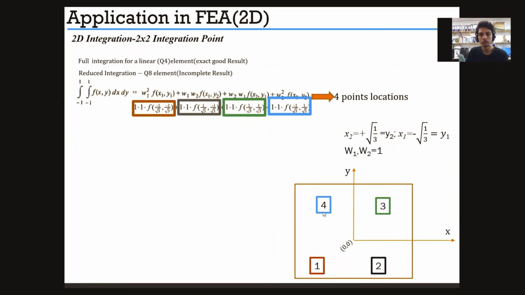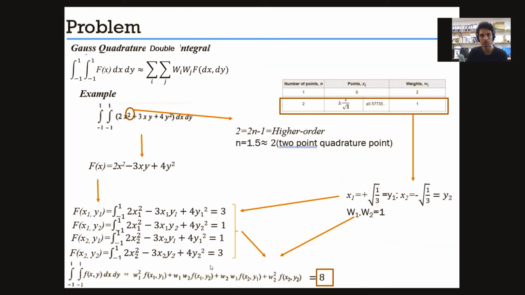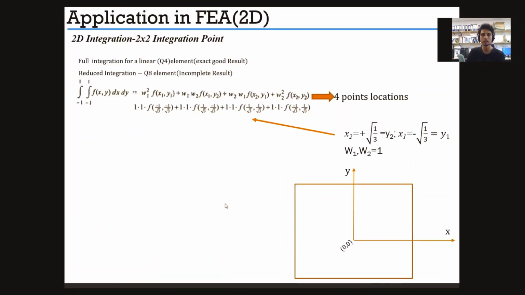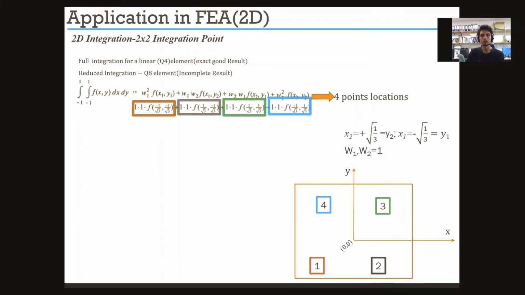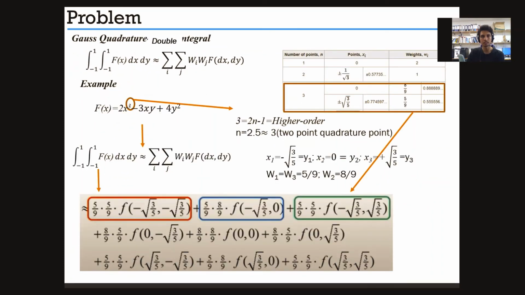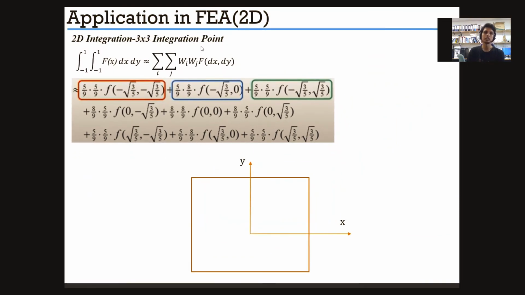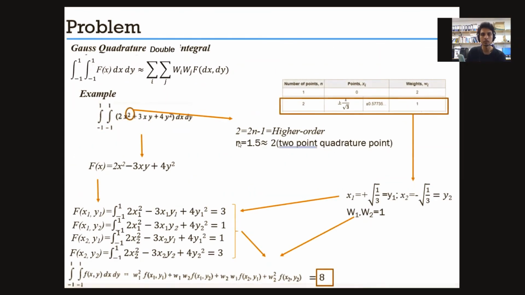Okay, so we can also calculate the area captured by these points by following this procedure. Okay, now we will go through another one, that would be the 3 by 3 integration point. Before going to this slide, we'll recap the previous slides.